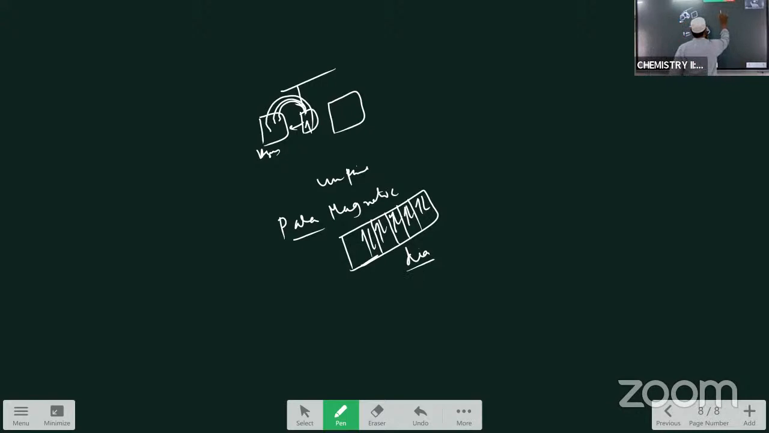When an element is placed in an external magnetic field, due to the presence of paired electrons or vacant d orbitals, the magnetic lines of force do not easily travel through this substance. Due to that, this substance is repelled by the magnetic field.